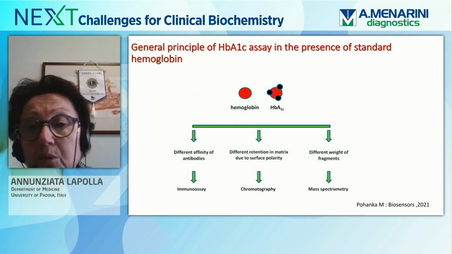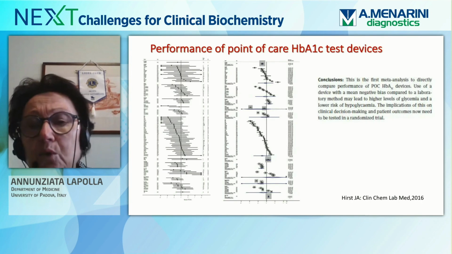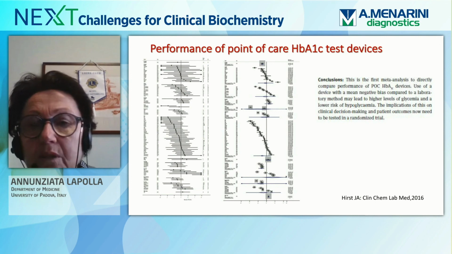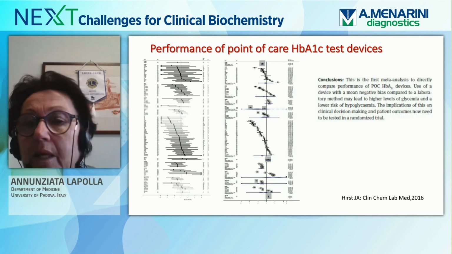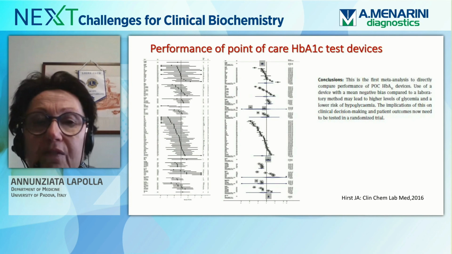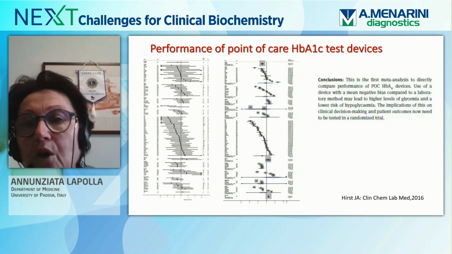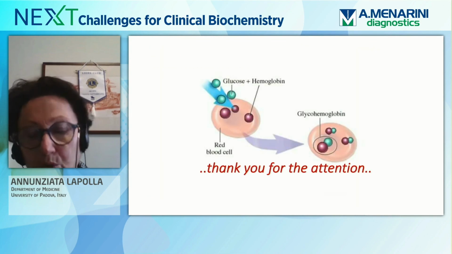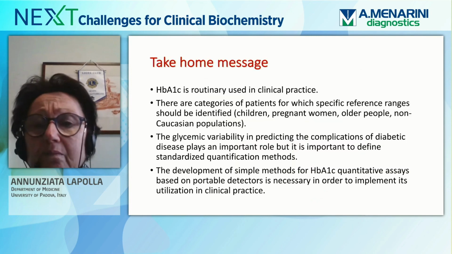Now, there are many modalities to measure HbA1c: immunoassay, chromatography, mass spectrometry. But what we need is a rapid determination of HbA1c that is also accurate. And this is a meta-analysis of the performance of point-of-care HbA1c test devices, and as you can see, not all the devices are okay.